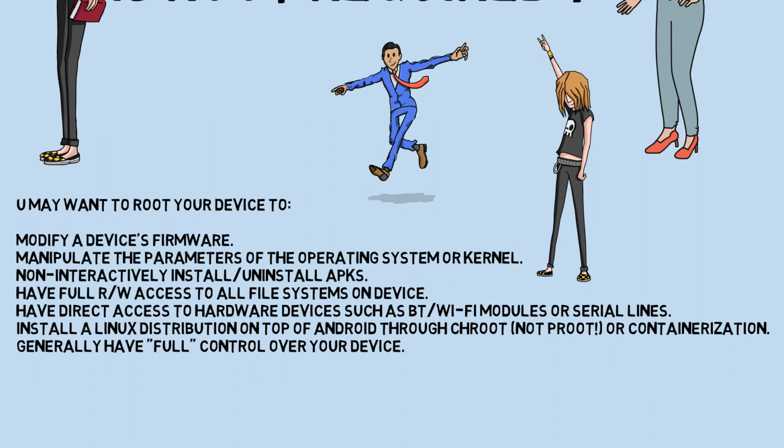We also get full read-write access to all the file systems on the device. So that's going to be a lot of fun, reading, writing, accessing all the files, and being the king of our own kingdom. You have direct access to hardware devices such as Bluetooth, Wi-Fi modules, or serial lines. For these purposes, we also need to root our Android devices. Also, to install a Linux distribution on top of Android through chroot. This chroot is one of the more complex things, but we'll be able to do this by running this command.